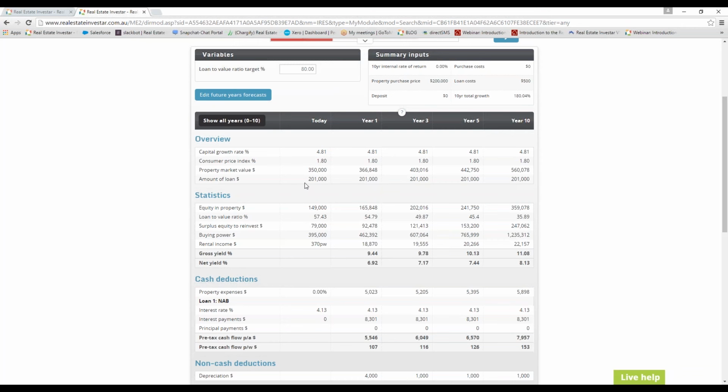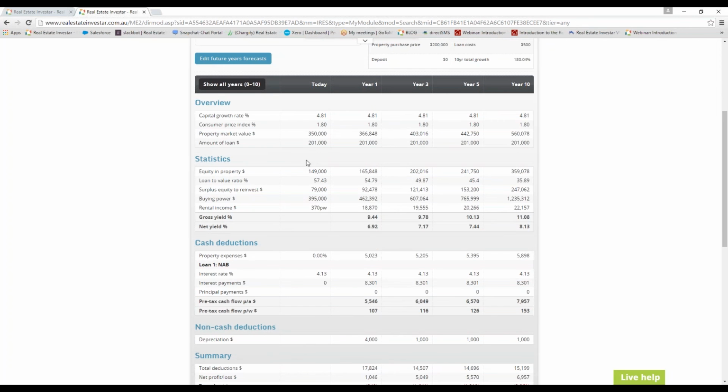Our amount of loan is remaining stagnant at $201,000, remembering we are not paying any principal, just the interest at this stage. So if you're paying P&I, you can update that, and obviously your loan will be decreasing over that time.